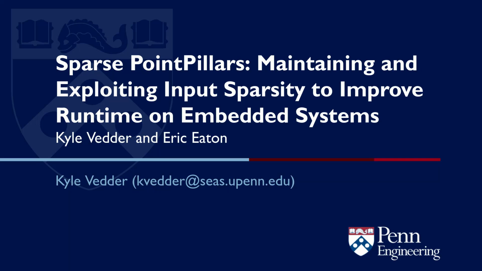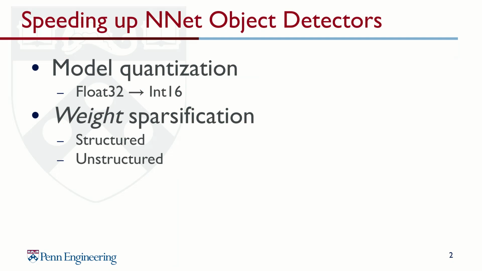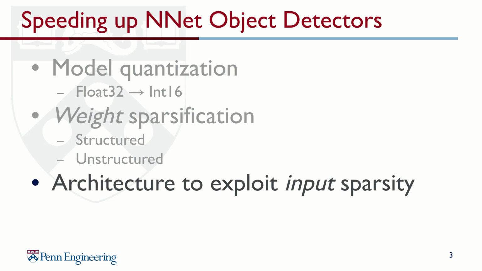Welcome to a brief overview of our work, Sparse PointPillars: maintaining and exploiting input sparsity to improve runtime on embedded systems. To speed up neural network object detectors, practitioners typically use model quantization and weight sparsification. In this work, we take a third, orthogonal approach by developing an architecture that exploits input sparsity to reduce computation, built around PointPillars, a very popular, fast, high-performance bird's eye view 3D object detector.